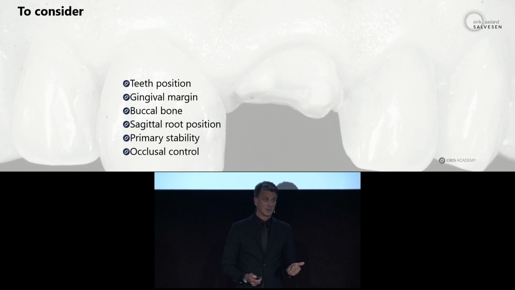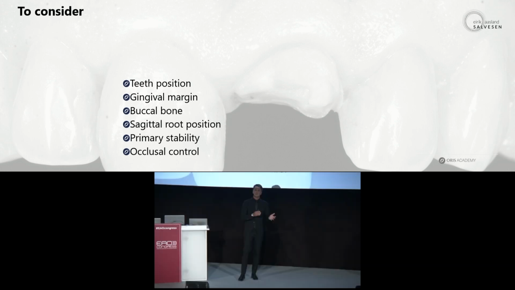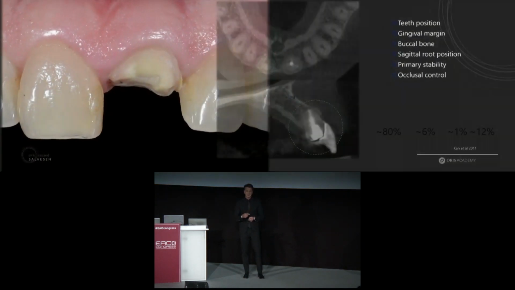Buccal bone needs to be in place, and we'll go through those factors. The position of the root within the alveolus or within the jaw is of utmost importance. The chance of obtaining primary stability is there. I will talk a little bit about the prerequisites to do so. And also occlusal control. We need to control whatever loading or forces could be applied on a potentially temporary restoration. So let's see how I would consider this one.